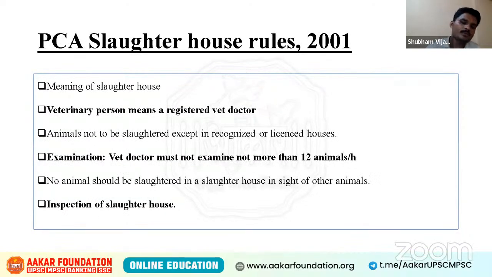Now one more sub act is the Slaughterhouse Act. This also comes under the PCA Act 1960. So what exactly is the meaning of a slaughterhouse? Unproductive, uneconomical animals get killed, and their meat and leather are utilized for different purposes; that place is called a slaughterhouse, and a humane method of slaughter is used there. A veterinary person means a registered veterinary doctor. These are a few definitions in this act.